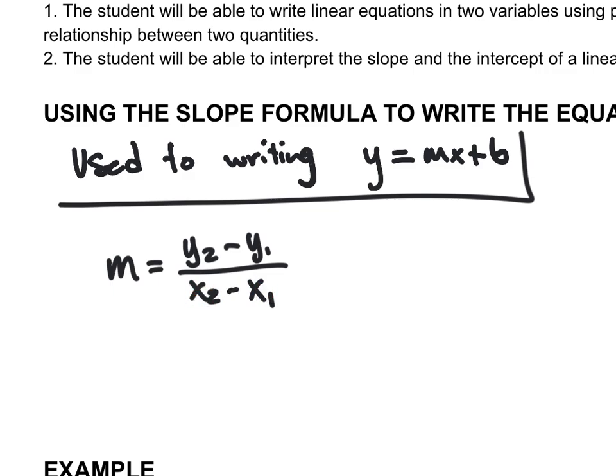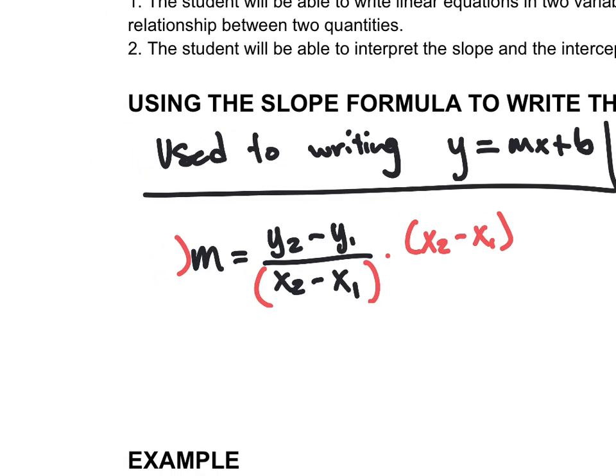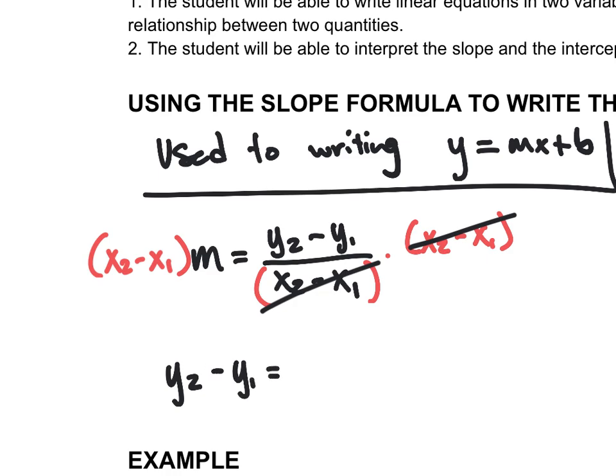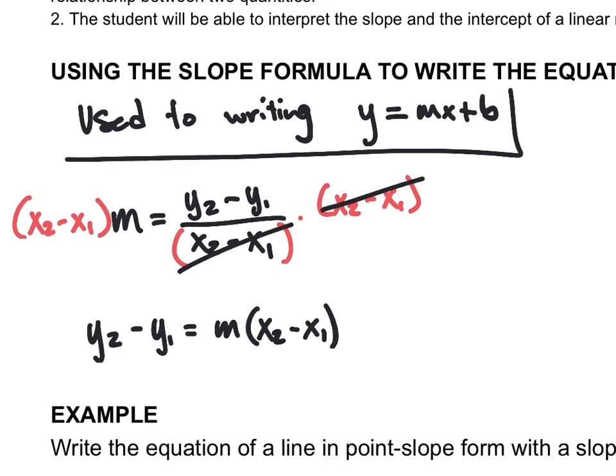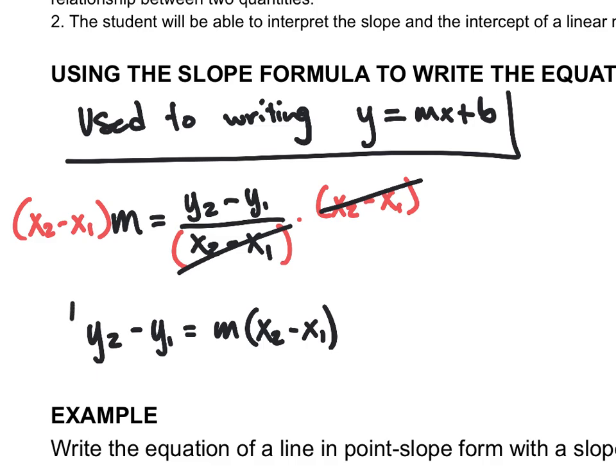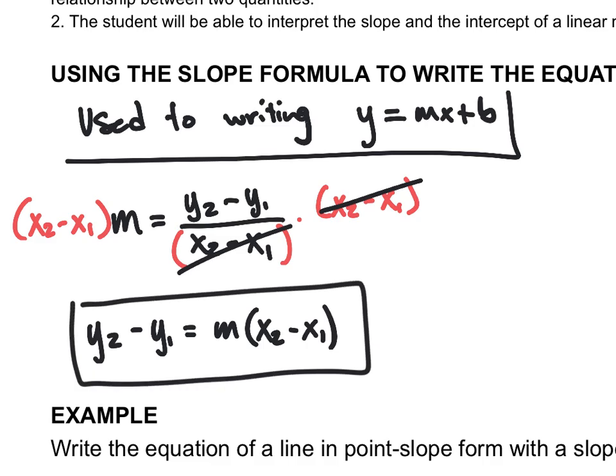Now, one of the things that we can do here is move these x values out of our denominator. If I multiply by the quantity x sub 2 minus x sub 1 on both sides, these divide out, and I'm going to switch things around. I'm going to write y sub 2 minus y sub 1 is equal to m times x sub 2 minus x sub 1, okay? And this essentially is an equation that we can use.